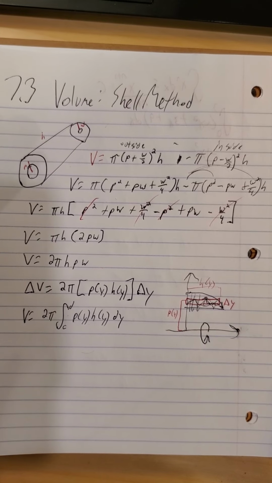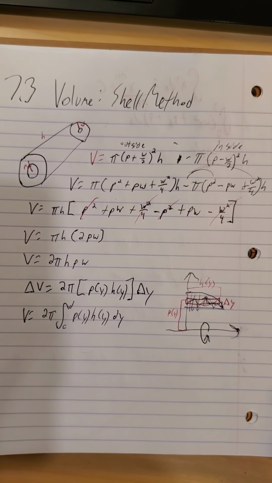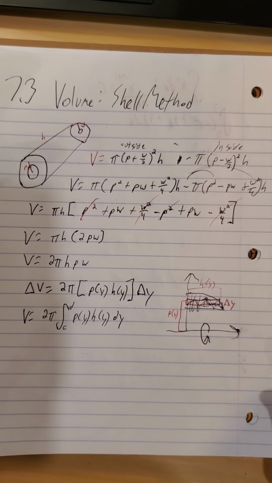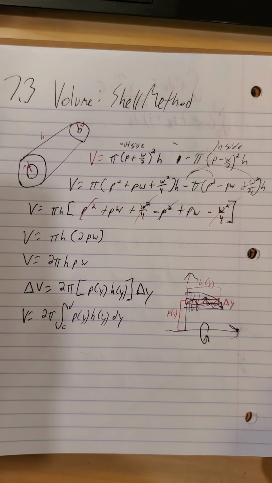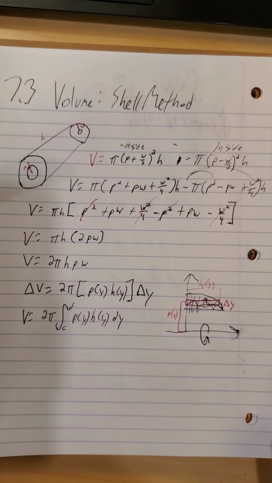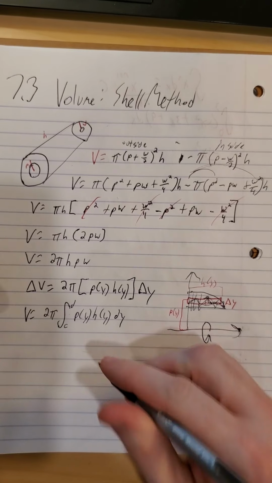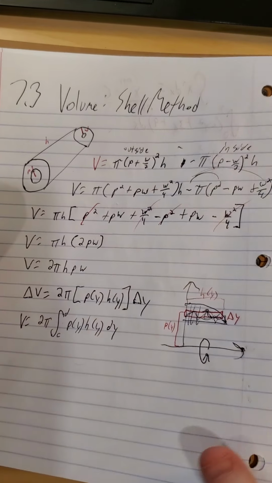The one important difference is there are certain problems that the shell method can handle that the disc and washer method simply cannot. So we'll look at some that can be done both ways, and some where we don't have a choice and would have to use the shell method. All right, so let's see. I want to get all this example on one page.